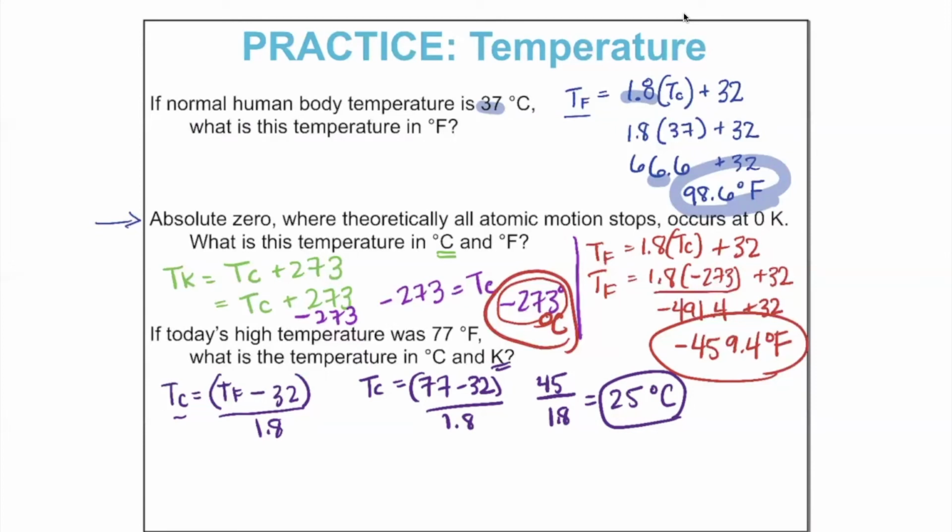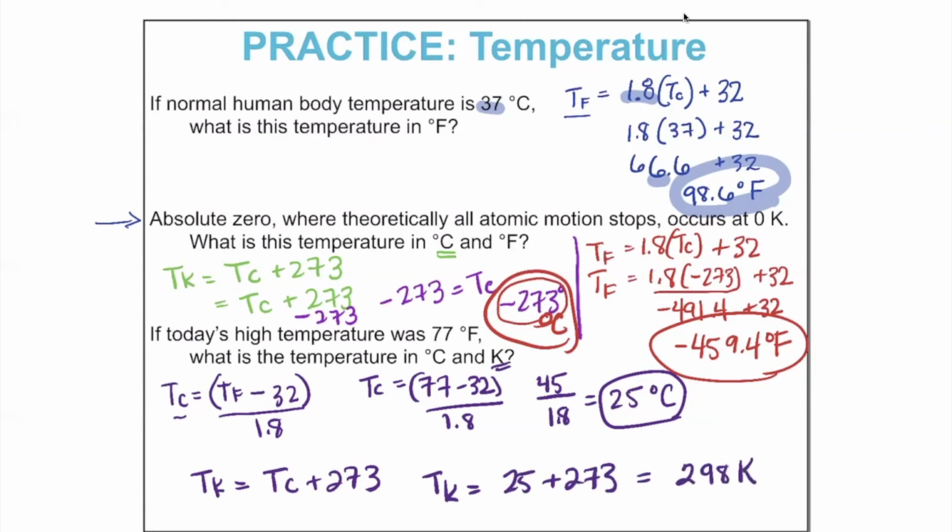Now, to get 25 degrees Celsius into Kelvin, we're going to use the equation temperature Kelvin equals temperature Celsius plus 273. So temperature Kelvin equals 25 plus 273, and that equals 298 Kelvin. Now, this is the first time we're reporting an answer in Kelvin, and so we don't put degrees. Kelvin is just Kelvin. We write the degrees symbol for both Celsius and Fahrenheit, but we don't need to write it for Kelvin.